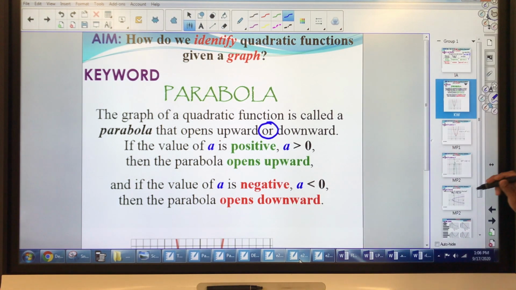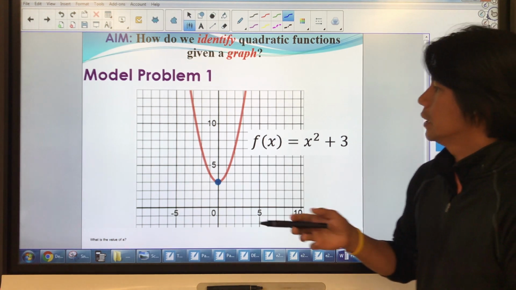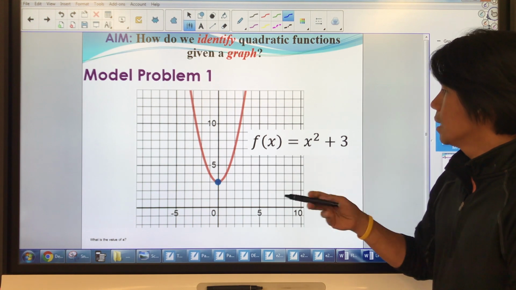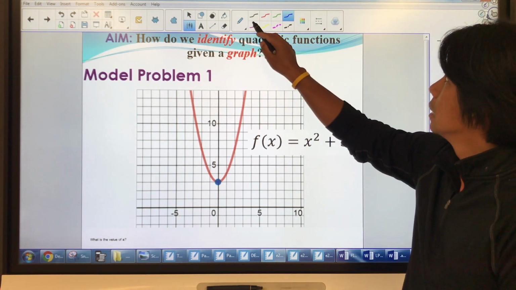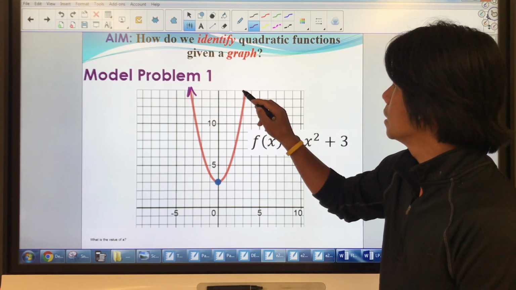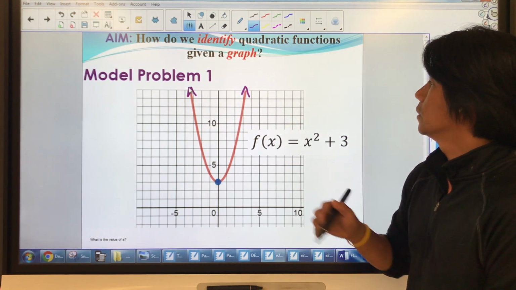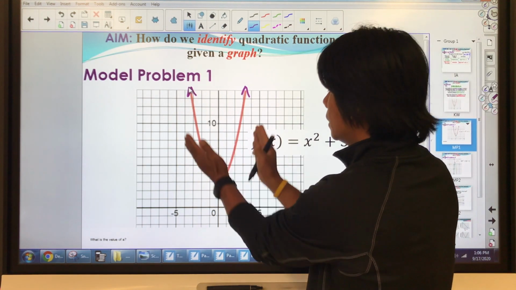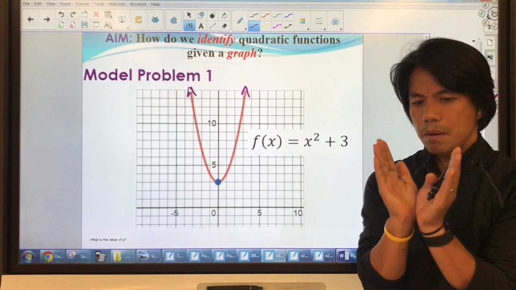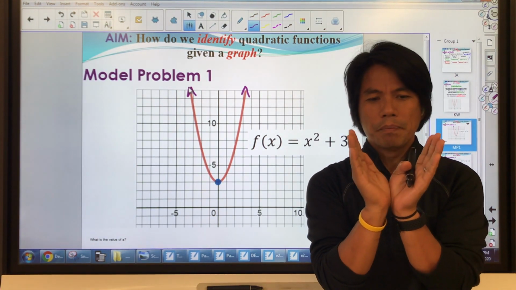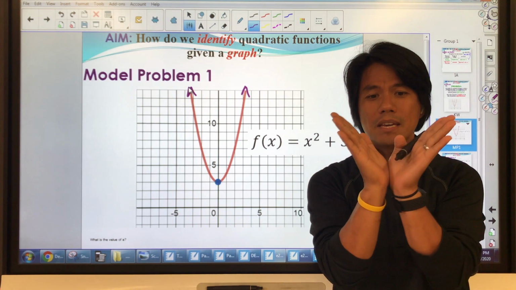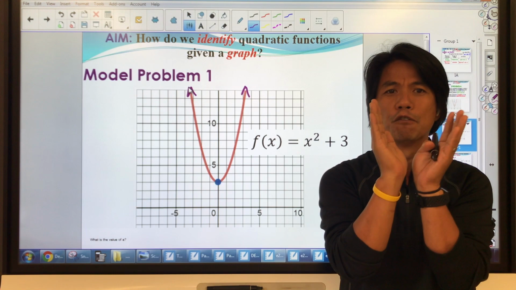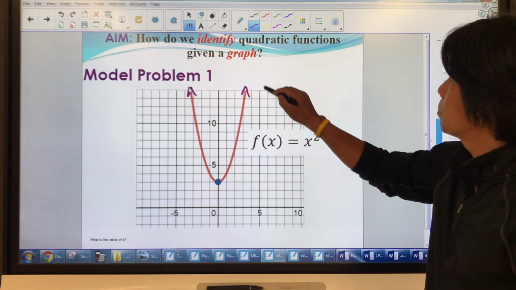So let's have the model problem. If you are going to graph f of x is equal to x squared plus 3, the graph would look like this. If I may put arrows at the end, where is the graph going? So this is a parabola. It's like a V shape, but a U shape. V is like this, U is like this. So it's a combination of V and U. It's like a V shape, but the proper name is parabola.